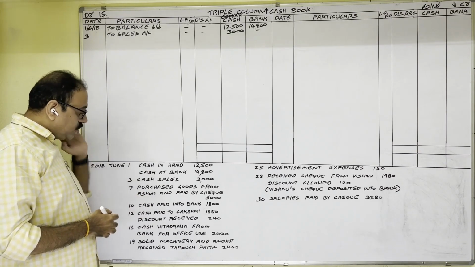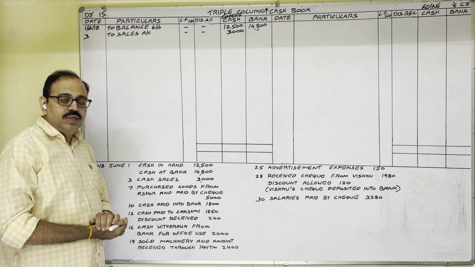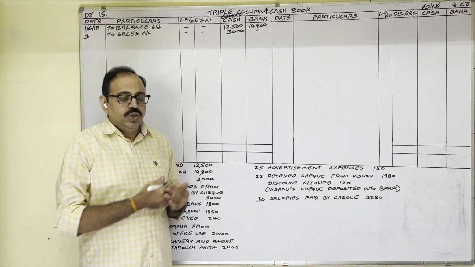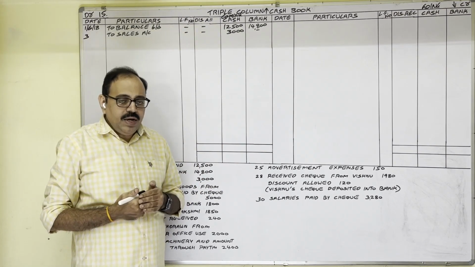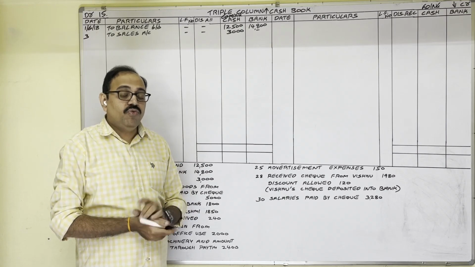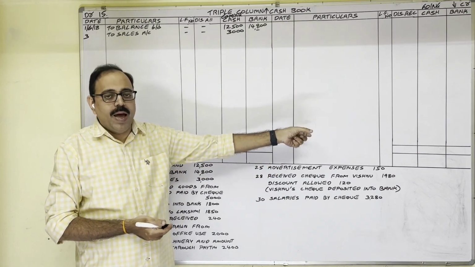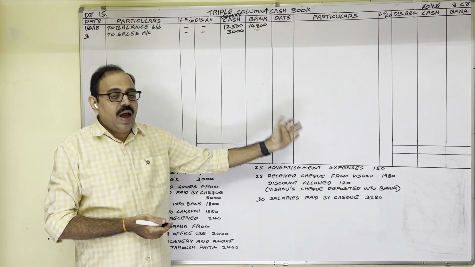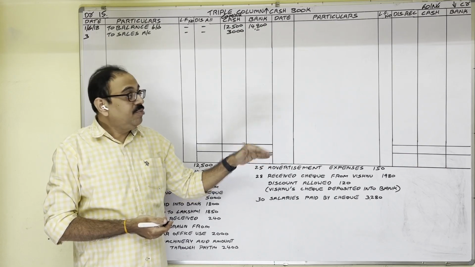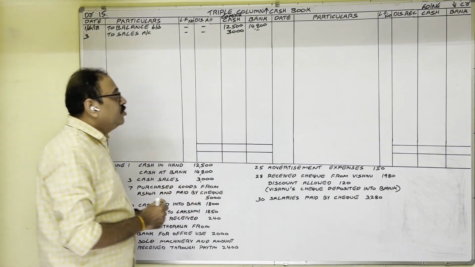Next what happened? Purchased goods from Ashok and paid by check 5,000 rupees on 7th date. So we are firm. We purchased goods from Ashok. So goods are coming to us. And instead of paying cash, we have given check to Ashok. So what he does with that check, he goes to our bank, he presents the check and he takes money. So our bank balance decreases. Means credit side we should write 7th date 5,000 rupees.